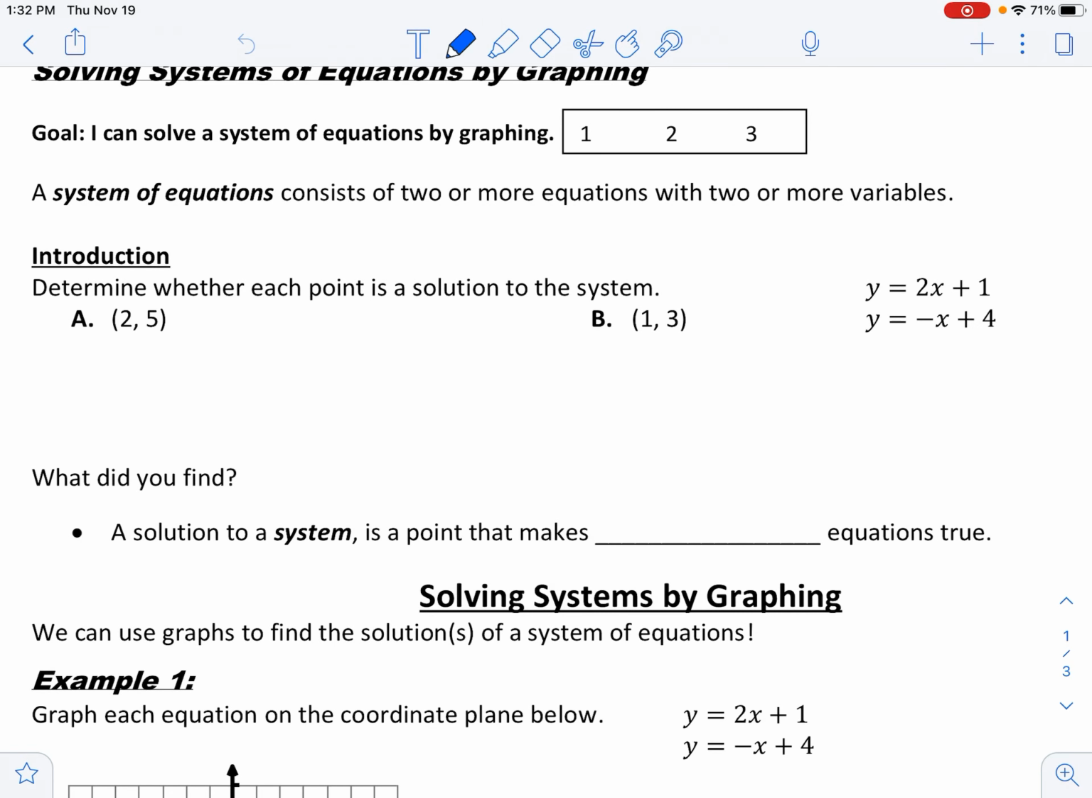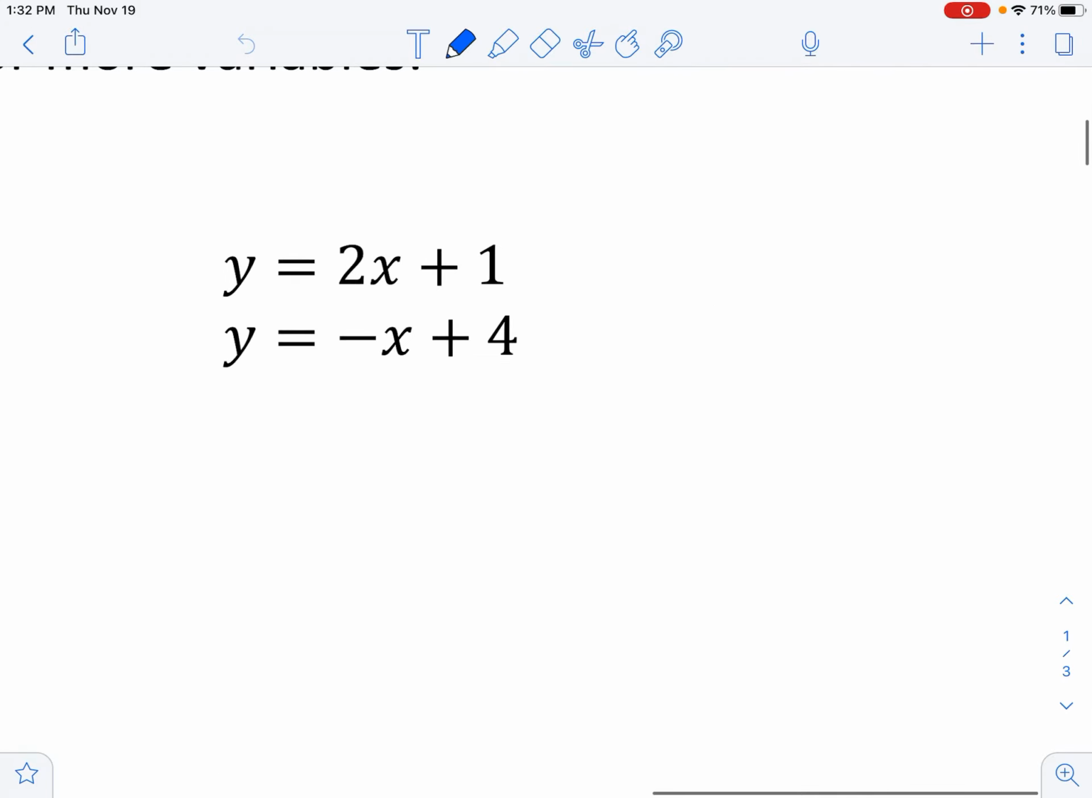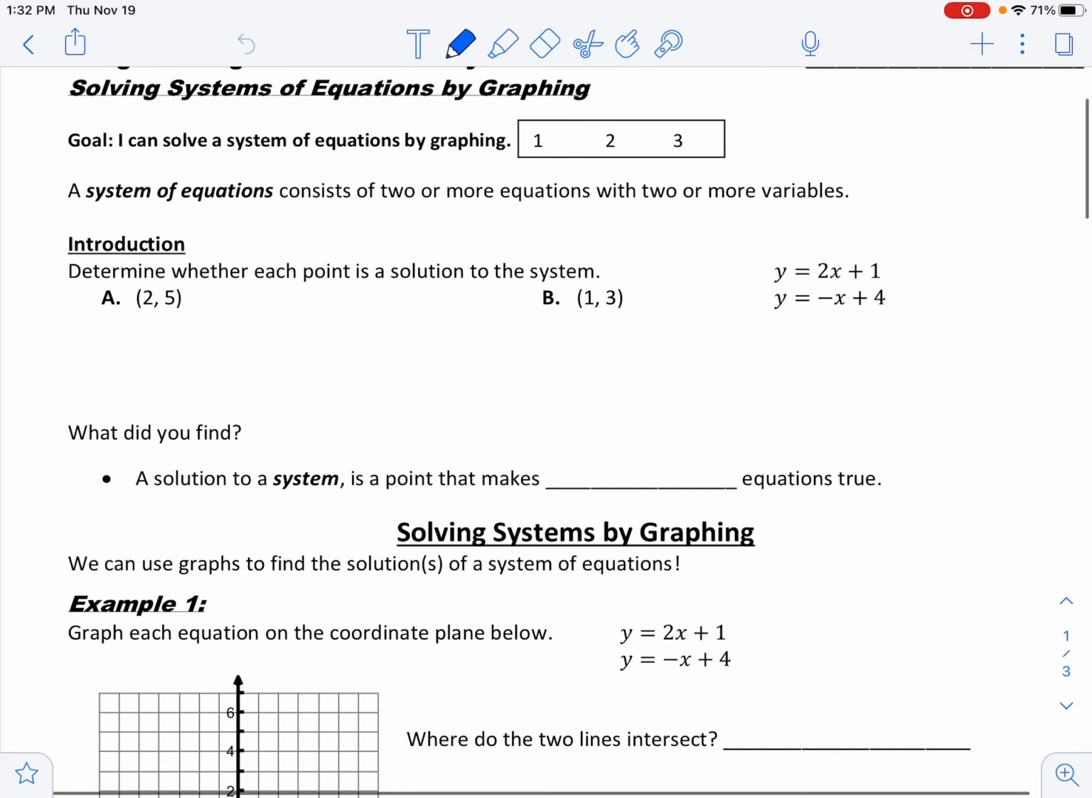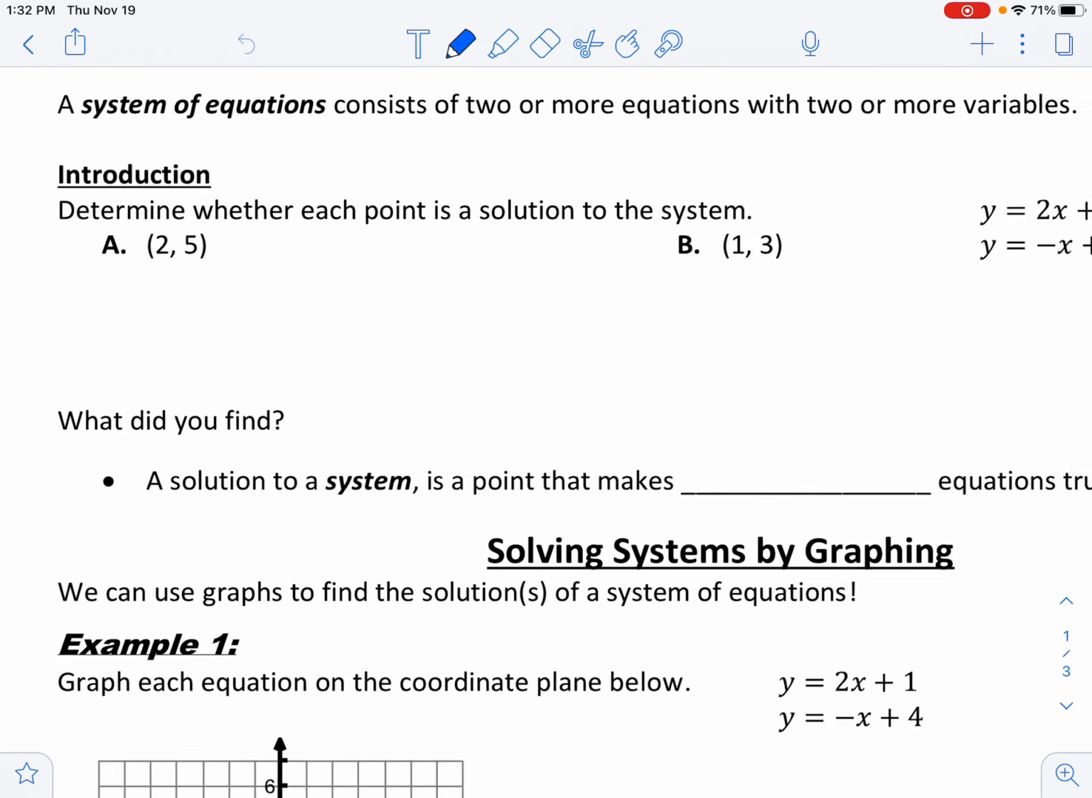All right, so what is a system? A system of equations consists of two or more equations with two or more variables. So if you look at this right here, this is a system. It's two equations, and there's two variables, x and y.